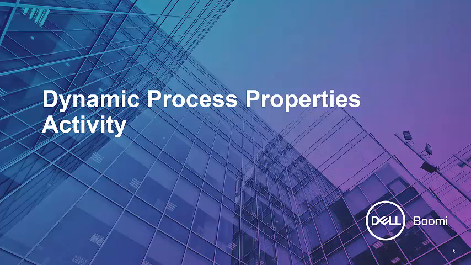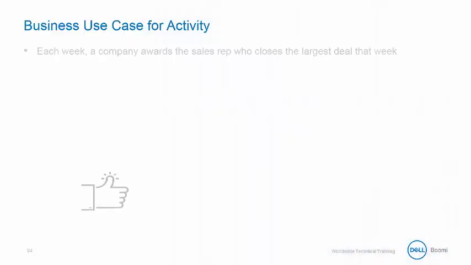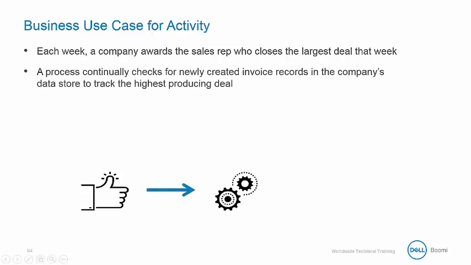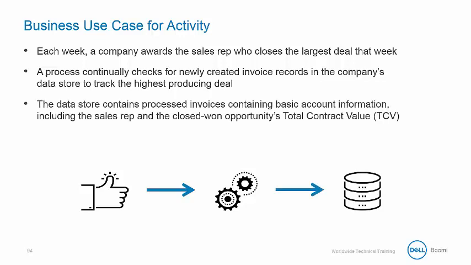Now it's time to complete our dynamic process properties activity. Taking a look at the business use case, each week a company awards the sales rep who closes the largest deal that week. And a process continually checks for newly created invoice records in the company's data store to track the highest producing deal. The data store contains processed invoices containing basic account information that includes the sales rep and the closed won opportunity's total contract value, or TCV.